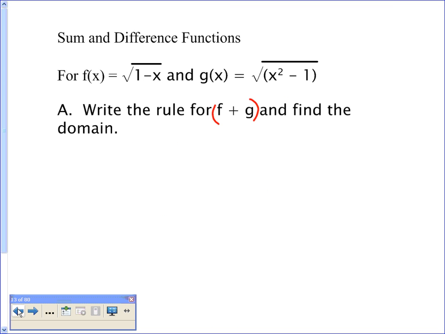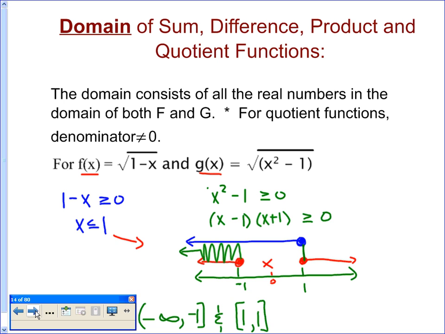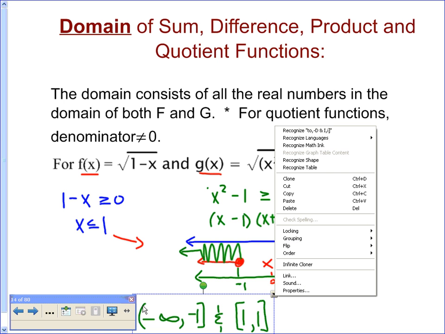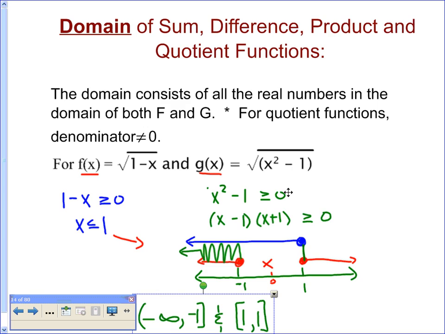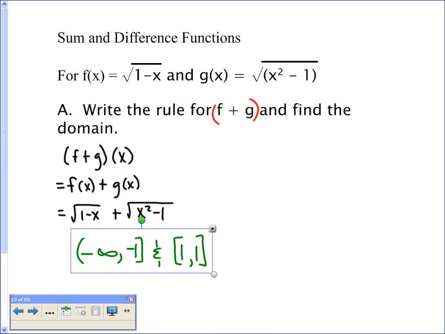Now that we know how to find the domain, let's go ahead and do the easier part, which is just to find f plus g. So f plus g of x can be rewritten as f of x plus g of x. And so we just need to say f of x is the square root of 1 minus x, and g of x is the square root of x squared minus 1. And that's all we can do. And the domain is just going to be what we found here. So that's going to be our domain.